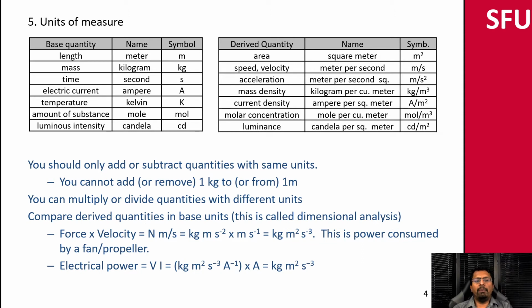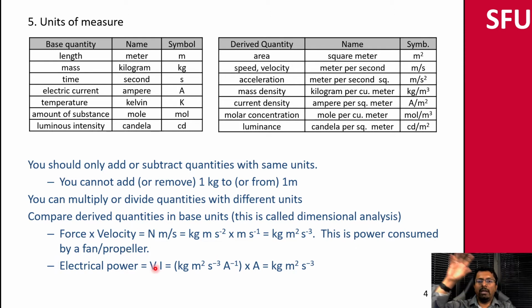And then when we are comparing base units, this is called dimensional analysis. If you think about the force times the velocity, you look at the units, newton times meter per second, and then bring it all down to the base units. This basically becomes kilogram meter squared second to the -3. So this is actually the power consumed by a fan or propeller.